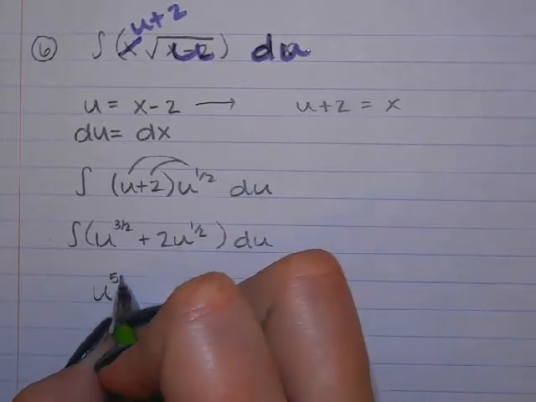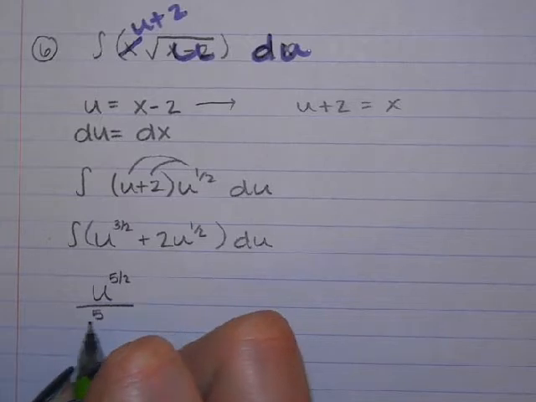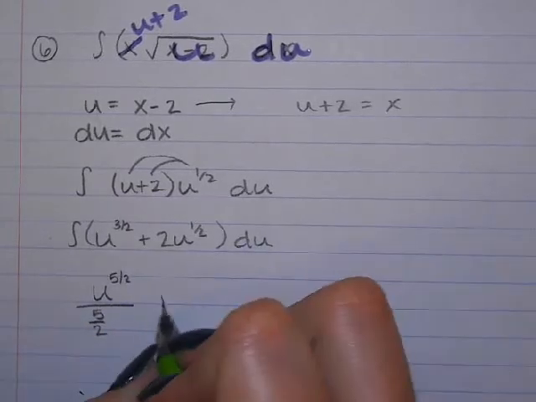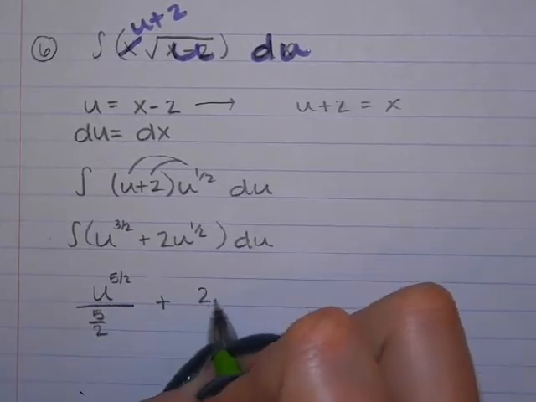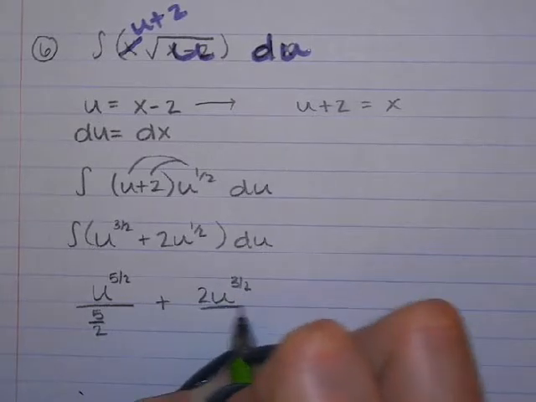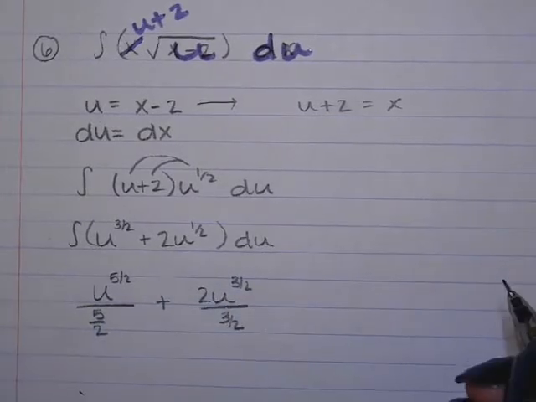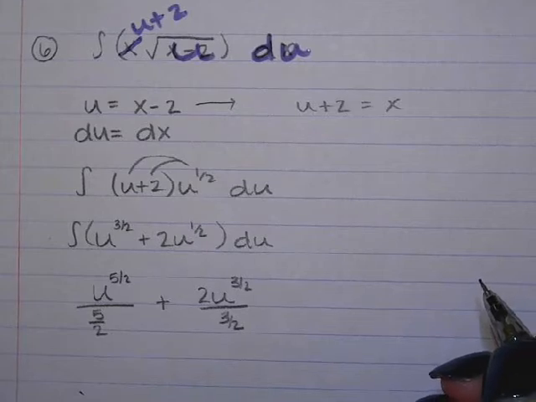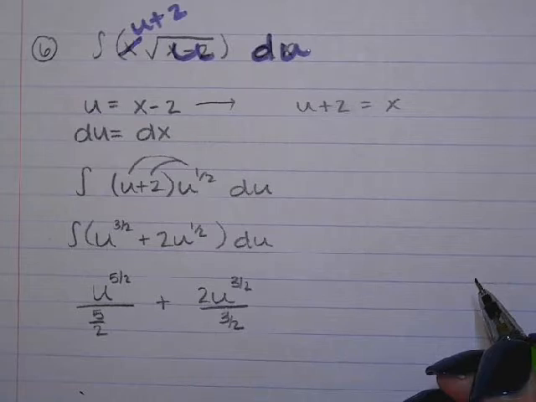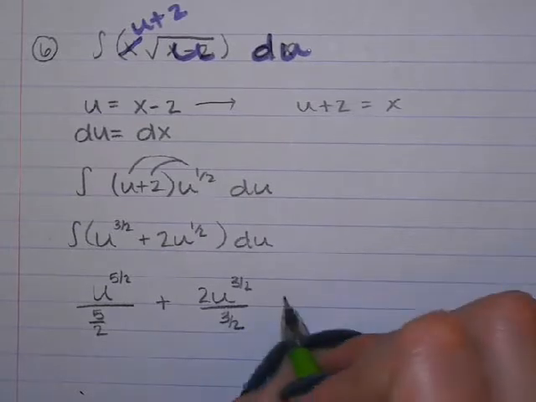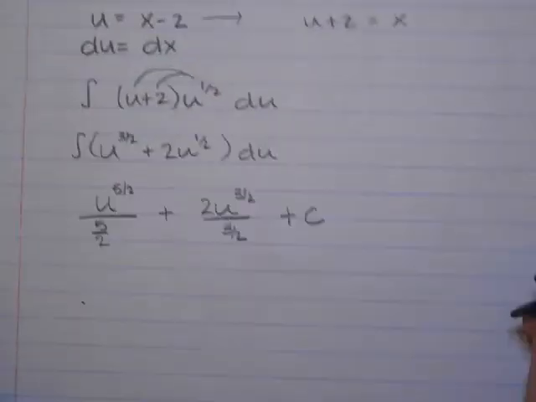Yeah. Okay, so 5/2 over 5/2 plus 2u to the 3/2 over 3/2. We got 2/5. And then plus C. Whew, almost killed a hedgehog. That was a close one.